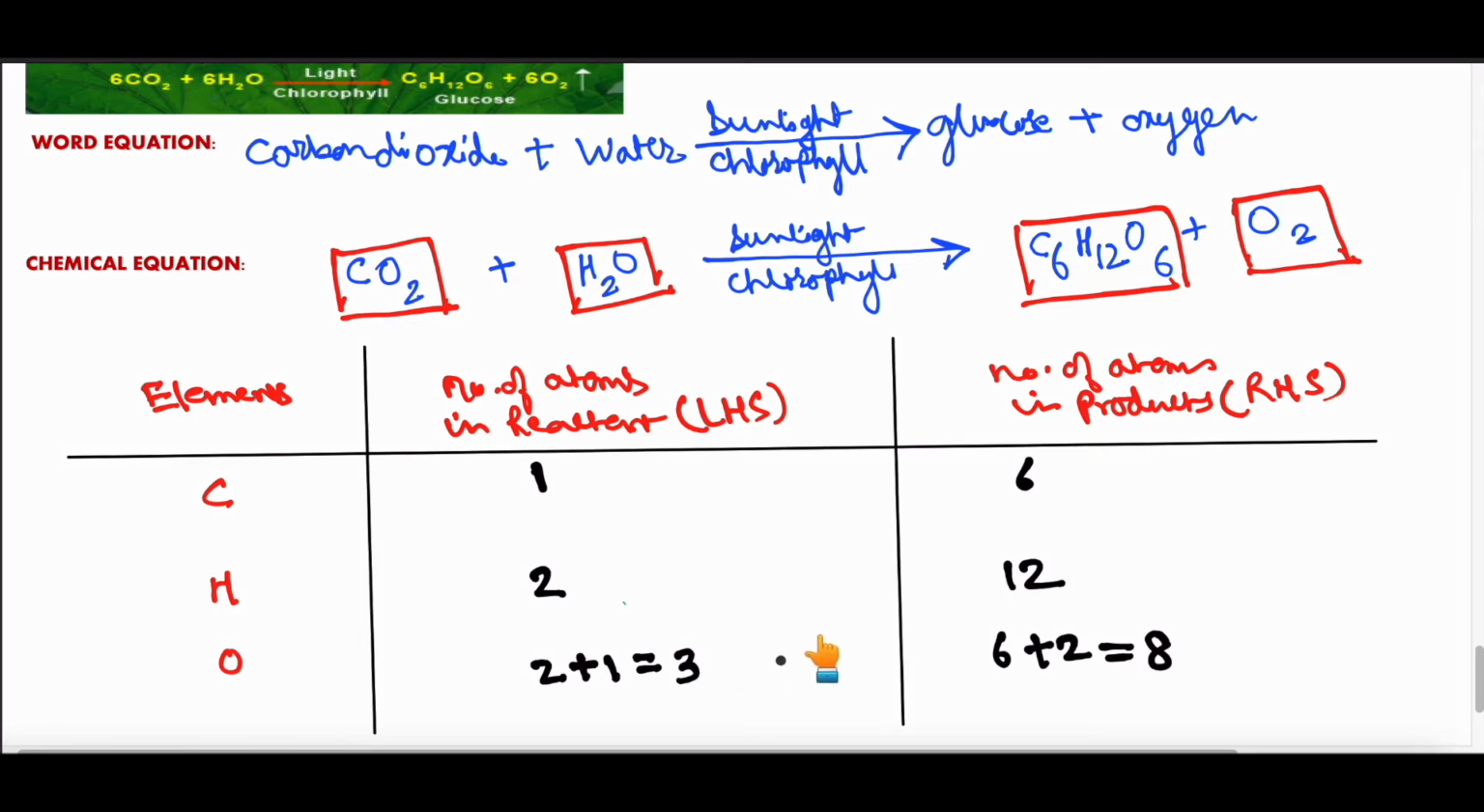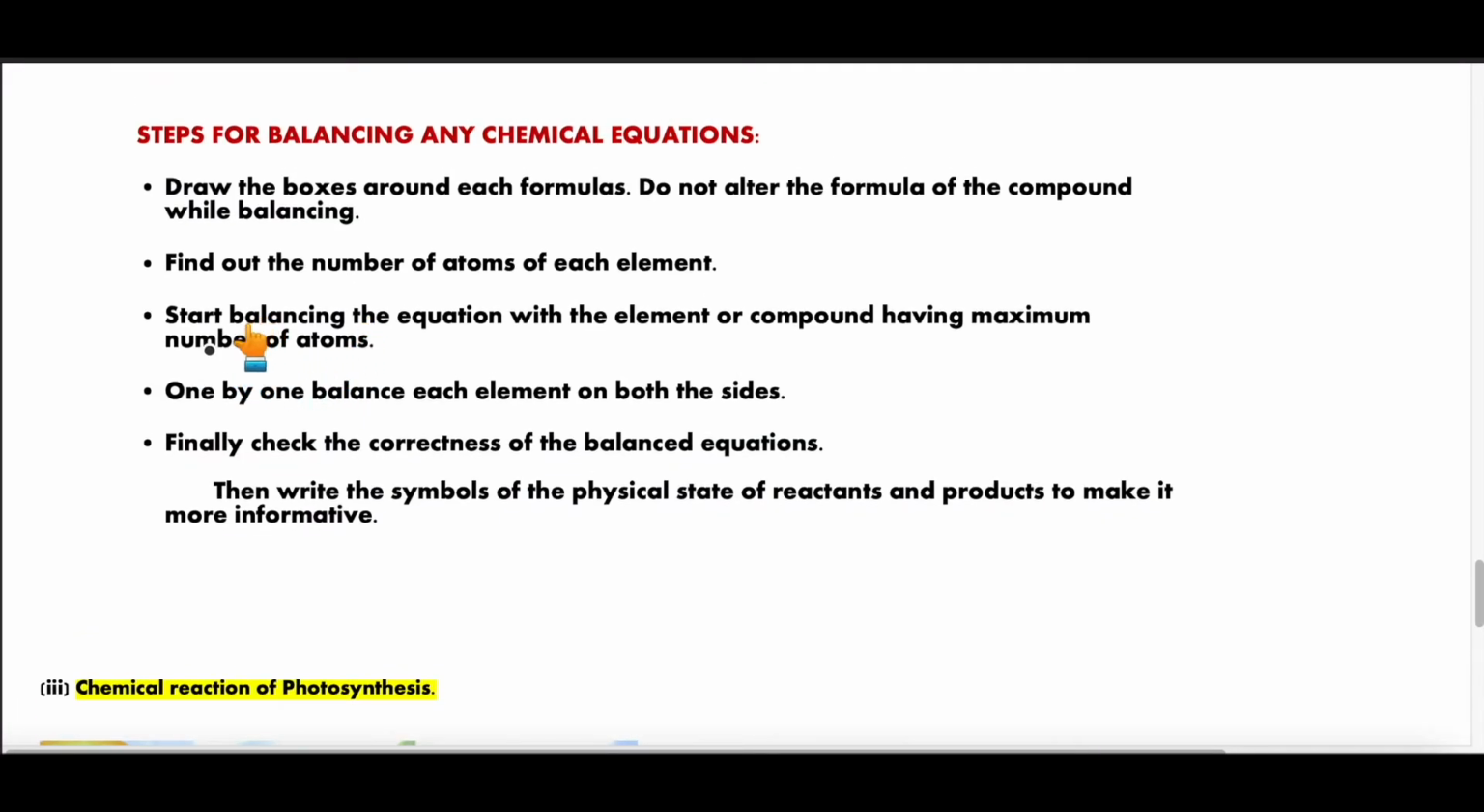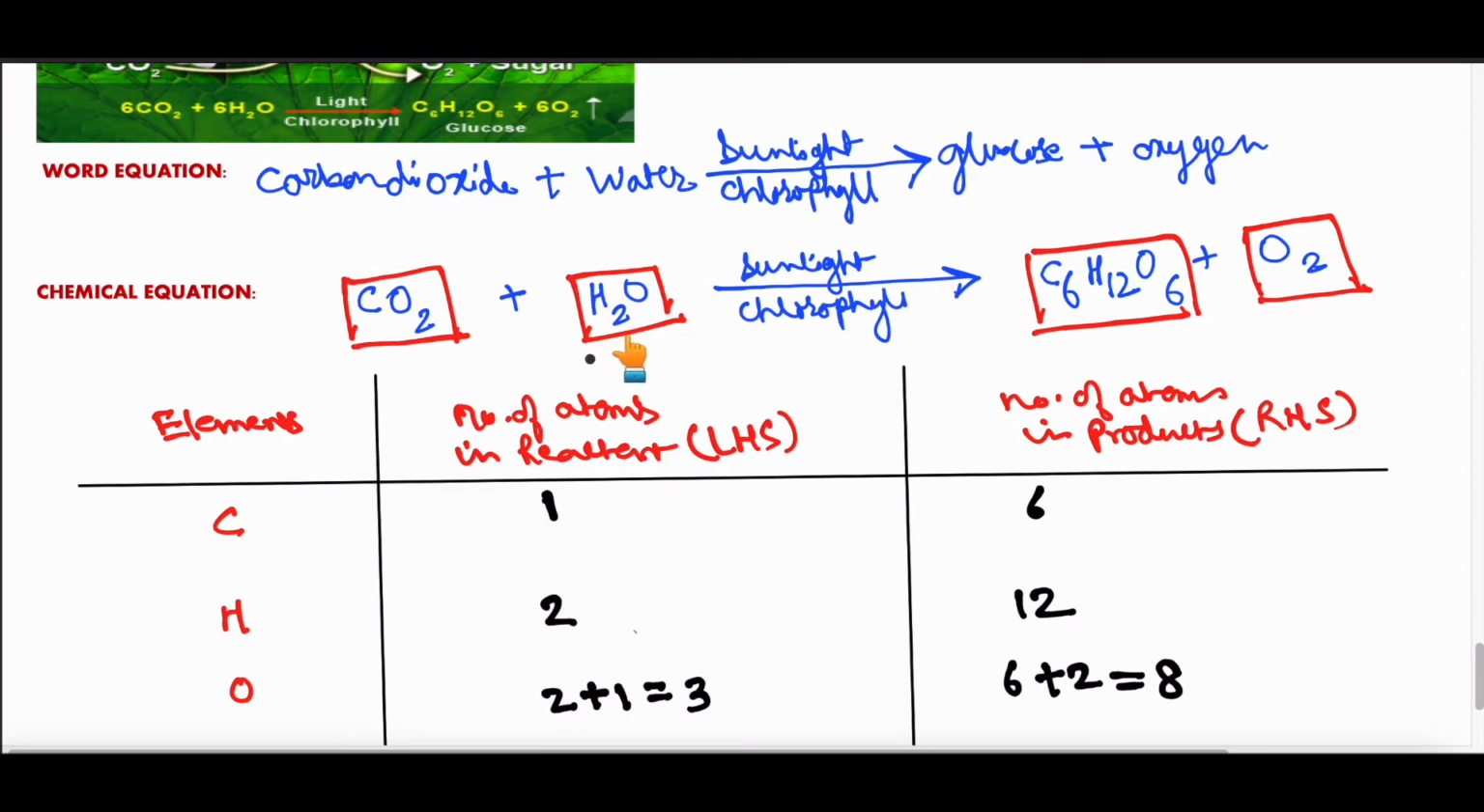Now we need to follow the next step. The next step says that we should start balancing the equation with the element or compound having the maximum number of atoms, and one by one we will balance each element on both sides. So let us see which element has the maximum number of atoms. Here the maximum number of atoms is seen on the product side, that is for the element hydrogen, it is 12. So we have 12 hydrogen atoms on the product side, and on the reactant side we have 2 atoms of hydrogen.